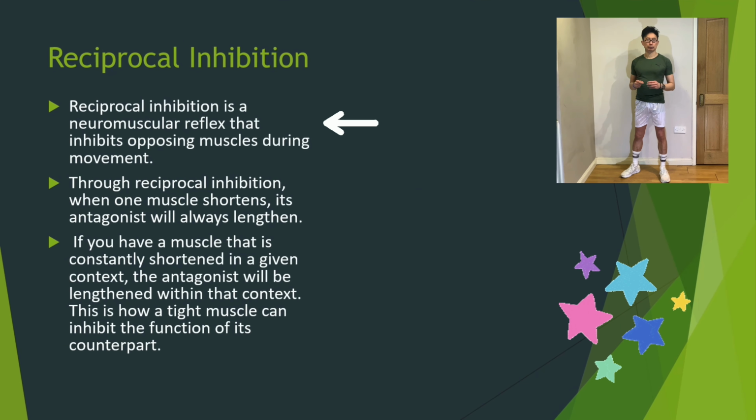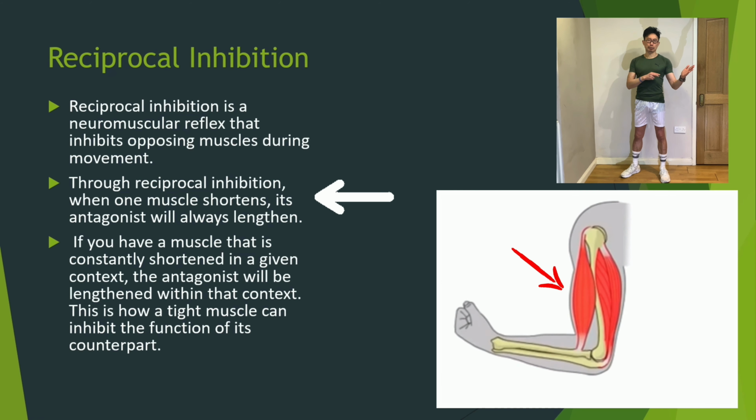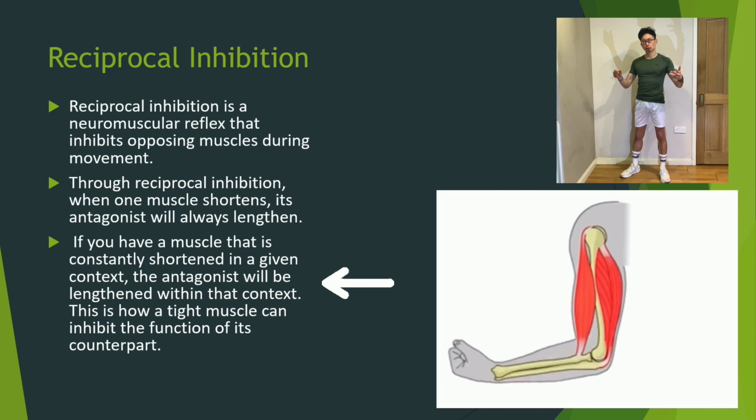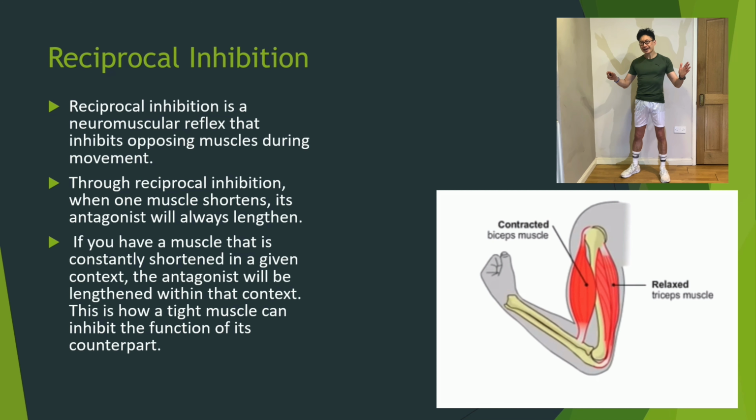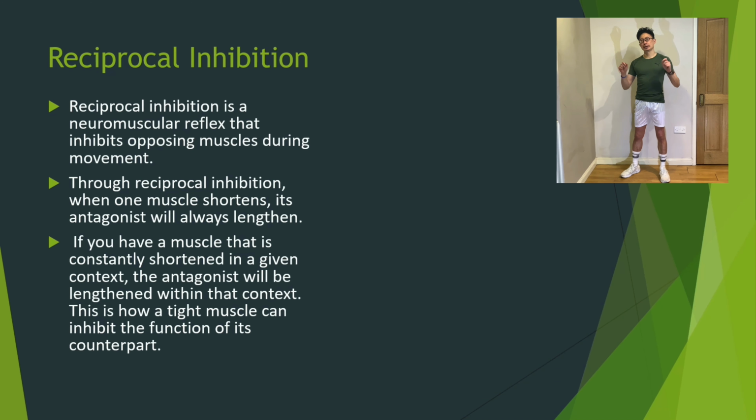Reciprocal inhibition describes the process of muscles on one side of a joint relaxing to allow contraction on the other side of that joint. Through reciprocal inhibition, when one muscle shortens, its antagonist will always lengthen. If you have a muscle that is constantly shortened in a given context, the antagonist will be lengthened within that context. This is how tight muscles can inhibit the function of their counterparts.